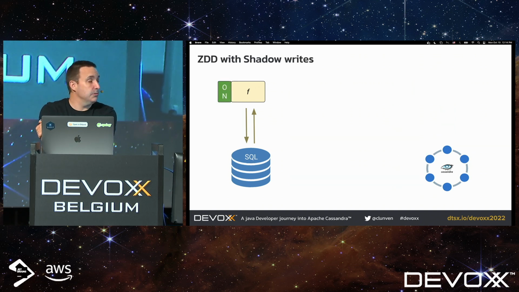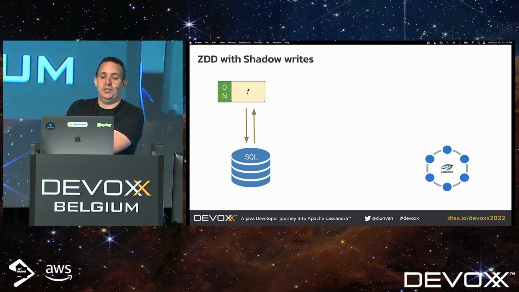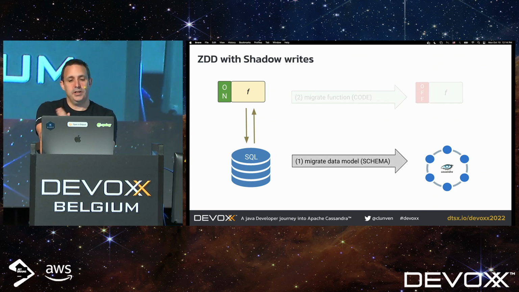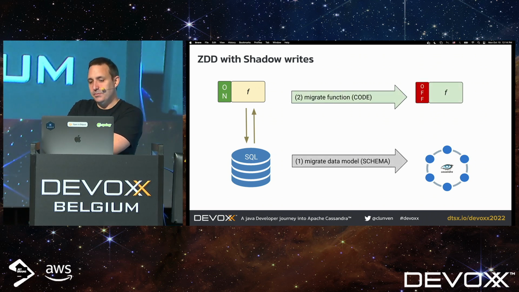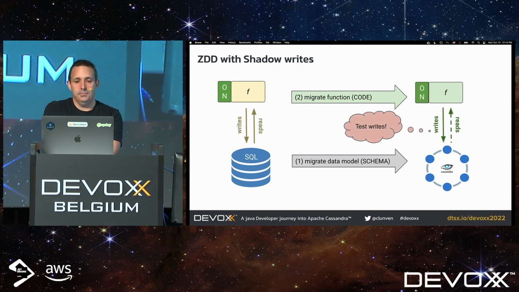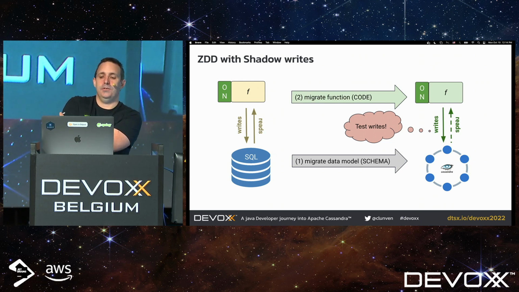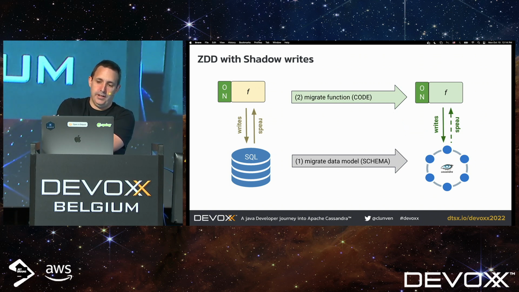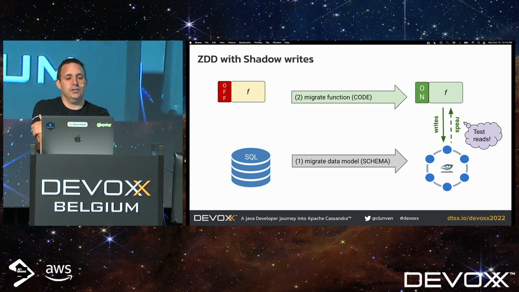So the first way to do it is shadow writes. This time you move again the schema, you move again the code, but here you open your new system to do the reads and writes in shadow, just to see if it's still working. So you test the writes, and everything is ready. You just test the reads, and if you're happy, you finally can shut down the old functions.